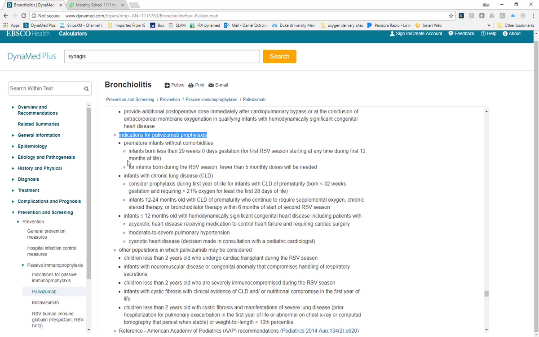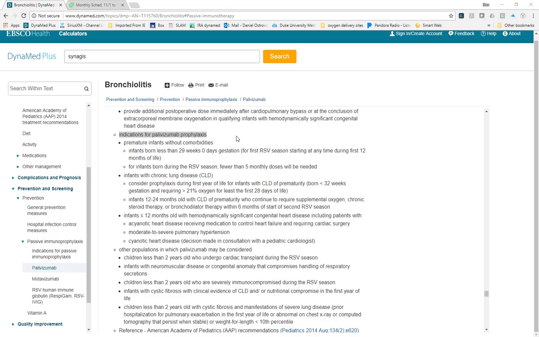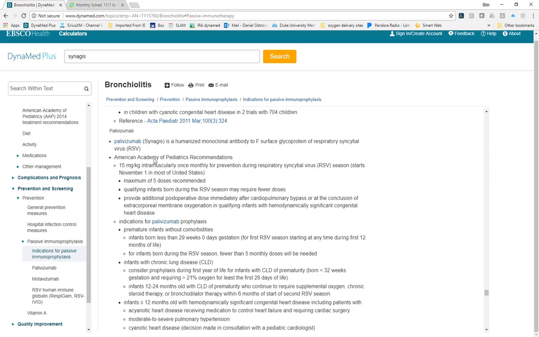And from here I can then say, well, how do we give it? So from here, I can just scroll up, and there are the American Academy of Pediatrics recommendations for the dosing of Synagis. Here it's 15 milligrams per kilogram intramuscularly once monthly for the prevention during RSV season. And I can point out to the resident it's 5 doses, so now they know how to order it, how many doses they're going to need, and the answer was found quickly with reliable point-of-care evidence and guidelines, and the resident is now informed.